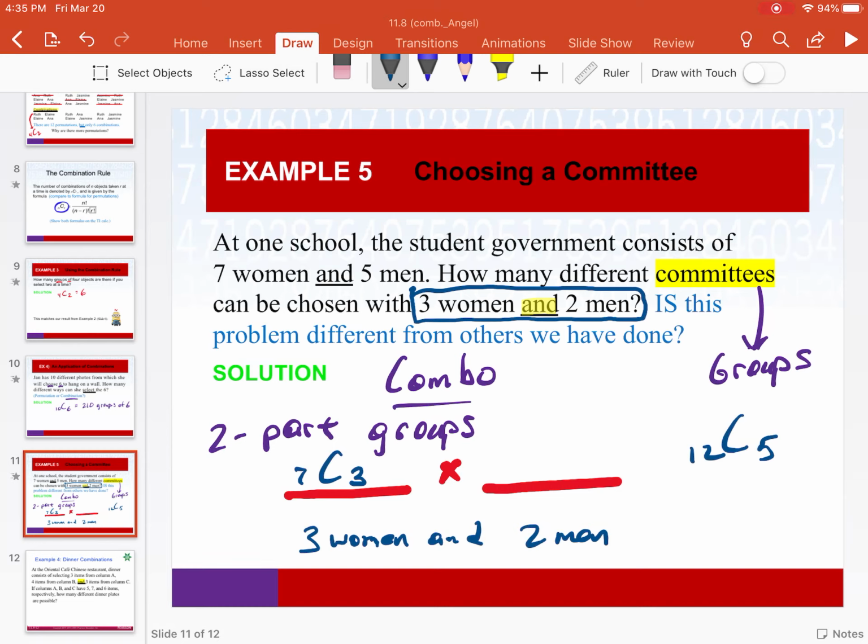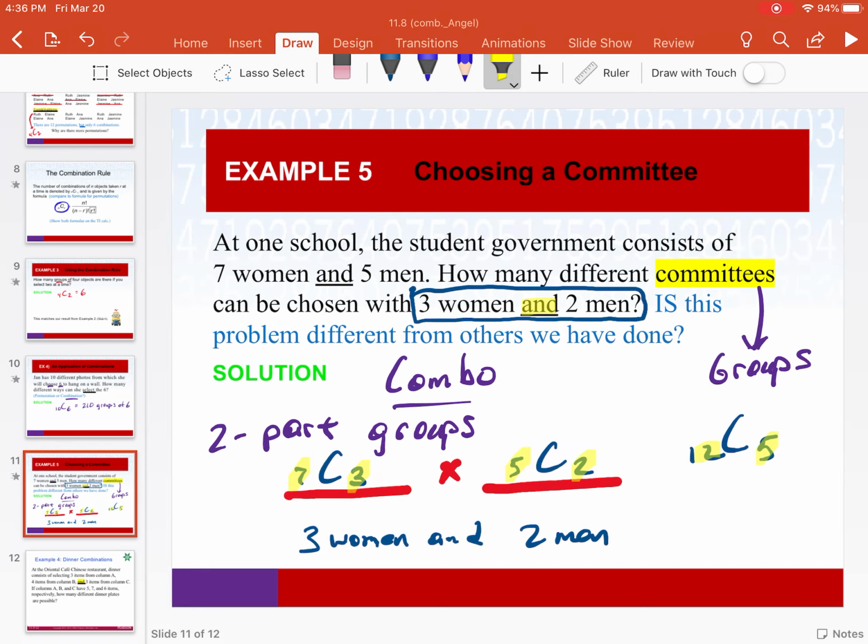Okay? And I need to have the same scenario with the men. But I got to guarantee myself 2 men. Well, how will I do that? Well, I'll pick little groups from the 5 men. And how many will I pick? 2. So if you notice, I've got the 7 plus the 5. I do end up with 12 total. And my 3 plus the 2 does give me groups of 5. But they're special groups of 5. Special groups of 5 that have to have 3 women and have to have 2 men.